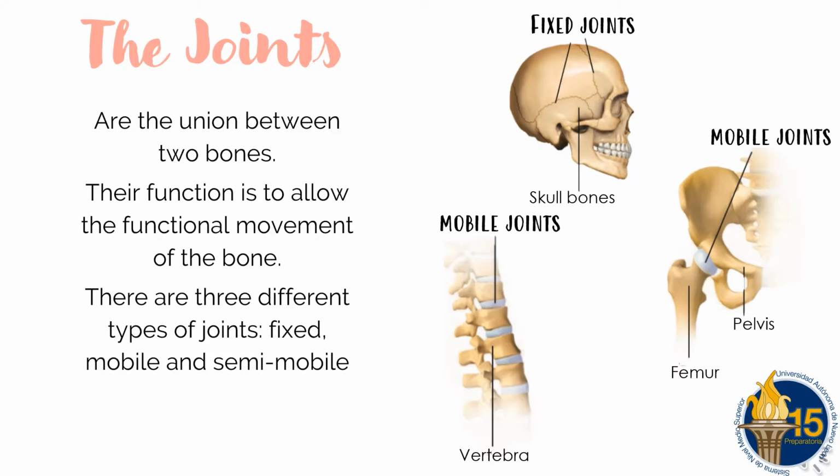In the first type, the bones cannot move, for example, those in the skull. Mobile joints allow wide movements, such as those of heels, shoulders, and knees. Lastly, semi-mobile joints are those that allow small movements, as in the case of the spine.